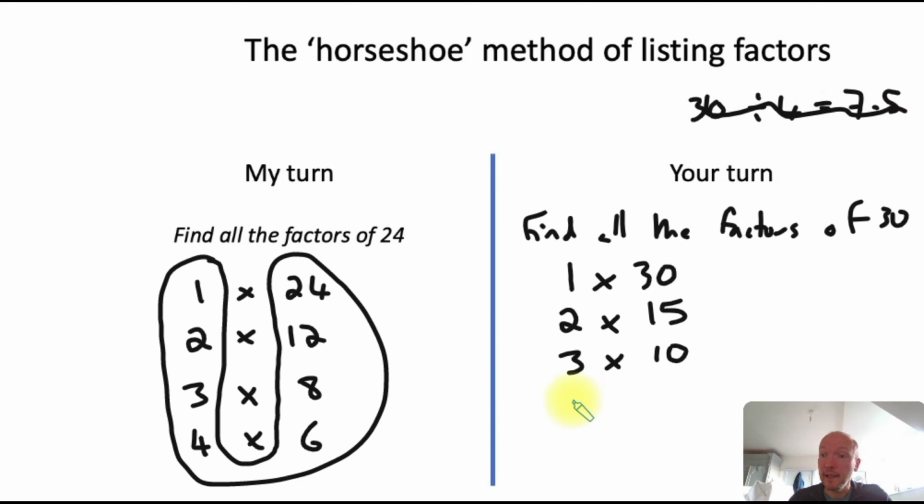After 4 comes 5. Yes, 30 divided by 5 gives you 6. And the next number on will be 6. Well, that would just be a copy. 6 times 5 is the same as 5 times 6, so we don't need to do that. So again, we found all the factors.